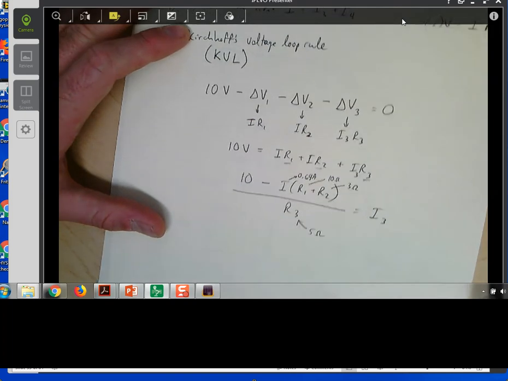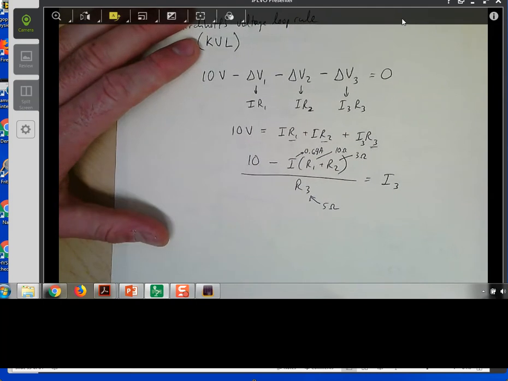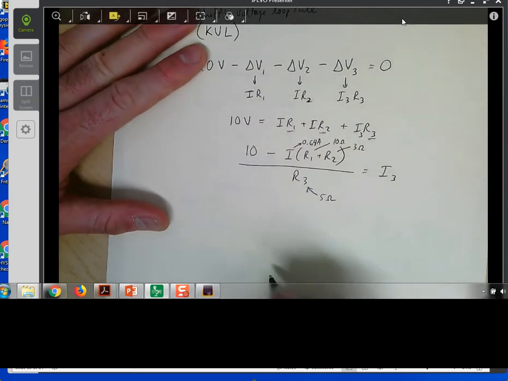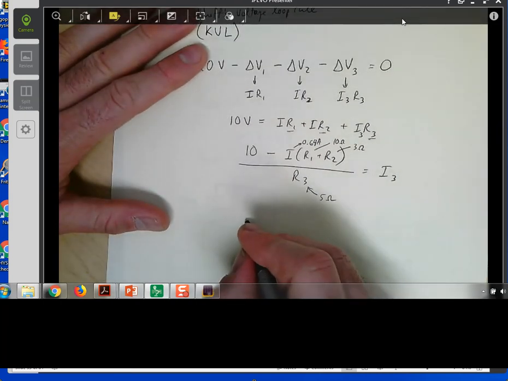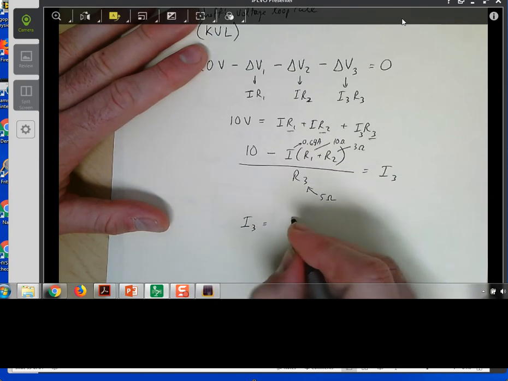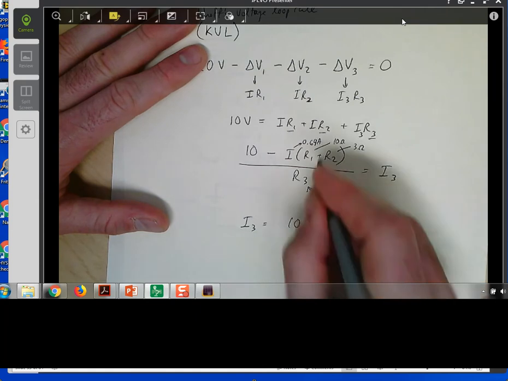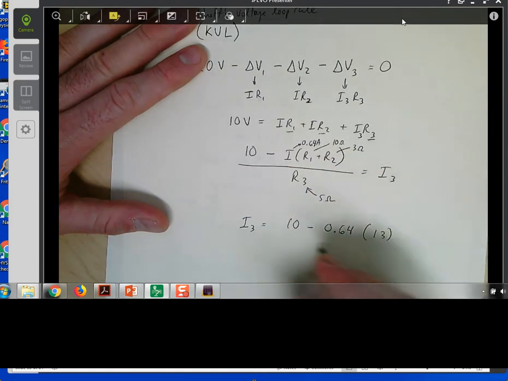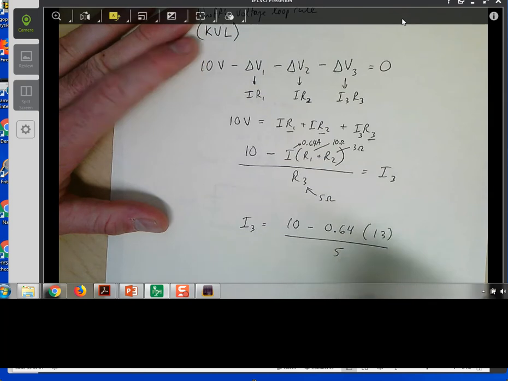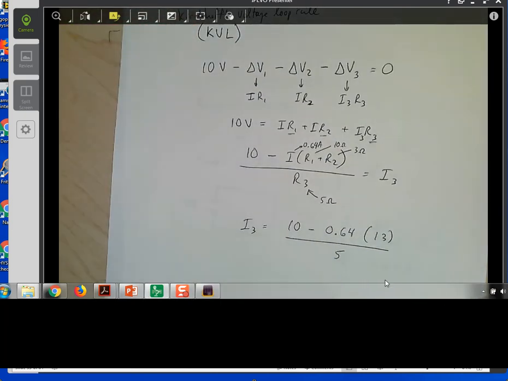So you can see that there are a lot of puzzle pieces that we're putting together in here. But if we stay organized, we find that we have all the numbers we need. Rearranging, I3 is equal to 10 minus 0.64 times 10 plus 3, which is 13, divided by 5. Looks like I'm going to need a calculator for that.